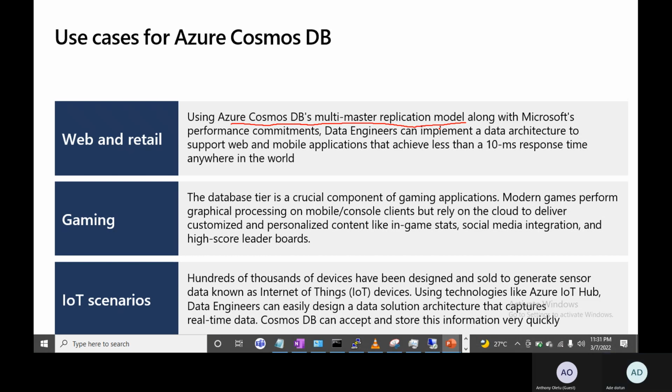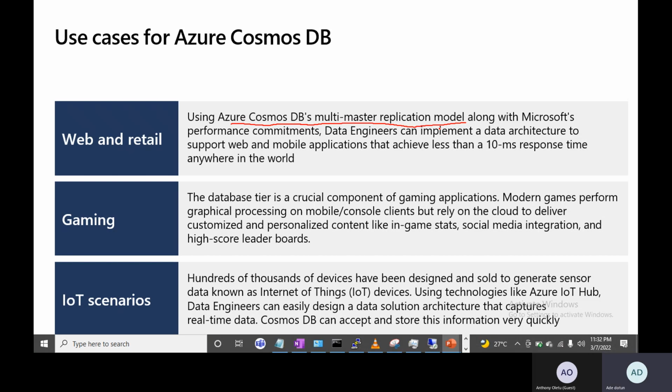Another area is gaming. Of course, you might not really be into games. The database here is a crucial component of gaming applications. Modern games perform graphical processing on the mobile or console client, but rely on the cloud to deliver customized and personalized content like images. So you can also make use of the IoT scenarios.